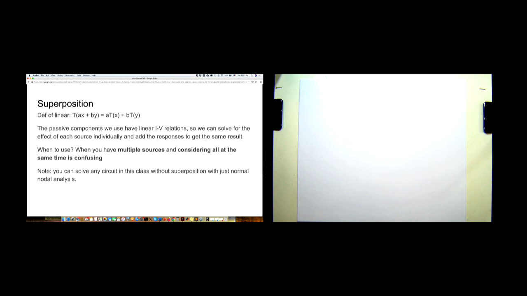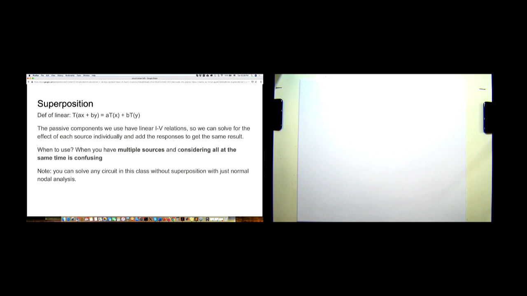Now, let's move on to the other technique that we've seen, superposition. Since the passive components that we've been looking at are linear in their IV relationships, you can solve for each independent source in the circuit individually and then add up the results and get the same net effect that you would get with NVA or some other technique. You can use this when you have a bunch of sources and you're confused. You just need to nullify or take out of your circuit, one at a time, the other sources and make sure that you add up the results to get the net effect, right?